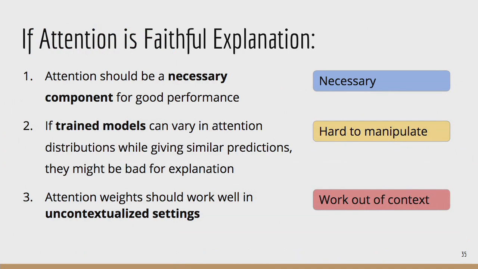The second criteria is that they should be hard to manipulate, and this comes from the exclusivity requisite. So if we have two trained models that can vary their attention distributions quite a lot, but give very similar predictions, that certainly causes pause to the exclusivity requisite, in the sense that they should share very similar reasoning processes, and if our attention mechanism truly captures that, then we should see very similar attention distributions.